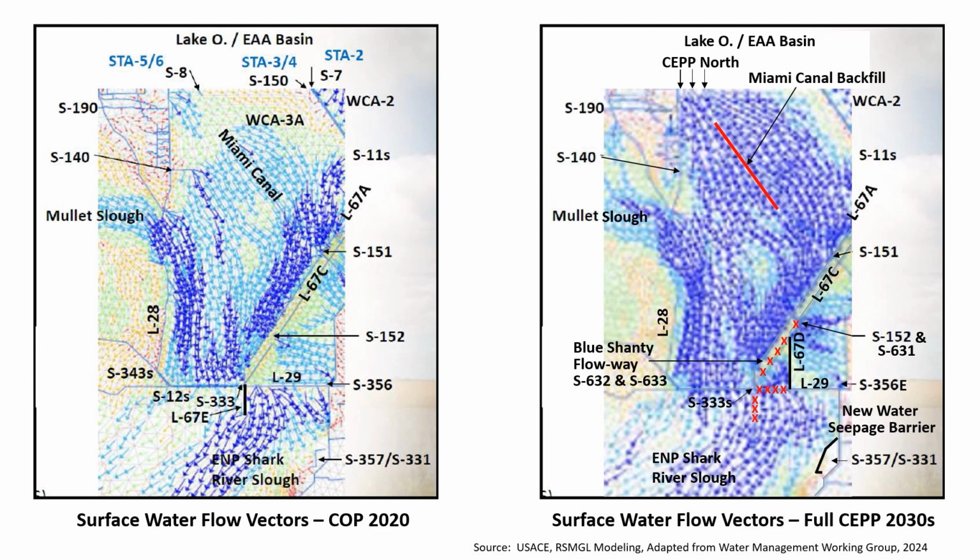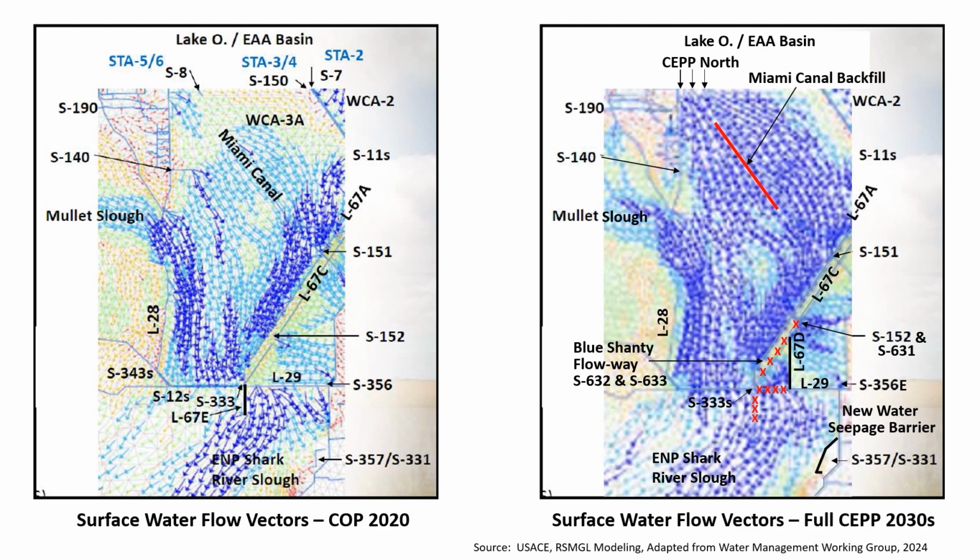A second set of high surface water flow vectors enter the marsh along the west side of Water Conservation Area 3A from the Big Cypress Basin via Mullet Slough and run along the L28 levee, then pass through the S12 structures into western Shark River Slough.